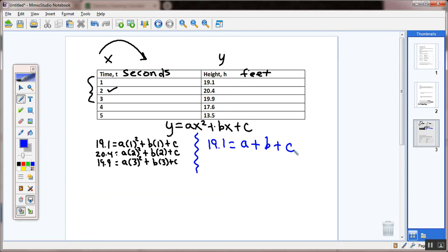All right, how would you write the second equation, simplifying some stuff then? 20.4 equals what? How many a? 4. 4a plus 2b plus c. What's your last equation going to look like after I go ahead and simplify some expressions? 19.9 equals 9a plus 3b plus c. Awesome.